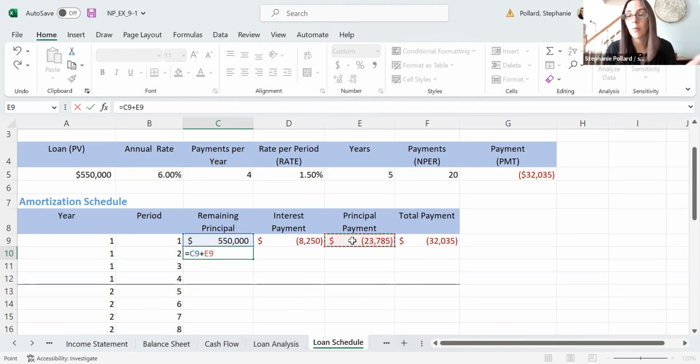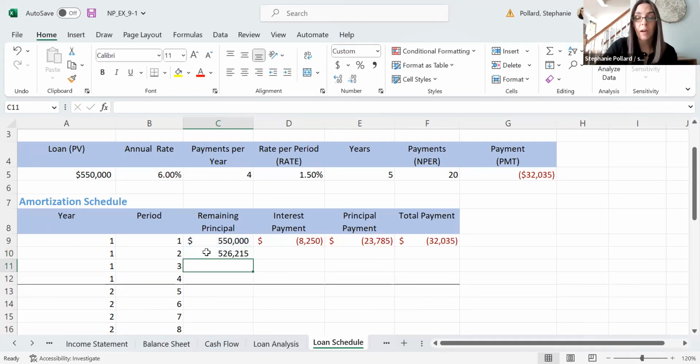Now, you may be saying, Professor Paul, you just said that we would subtract that, right? That amount comes out, and it does. The reason we have an addition symbol here is because this payment is negative, right? See how it's in the parentheses? It's a negative. So that's why we can just write the plus sign, because you're adding a positive and a negative, which is subtraction. So it does work out. So at the end of the first payment, our loan amount is only $526,215.